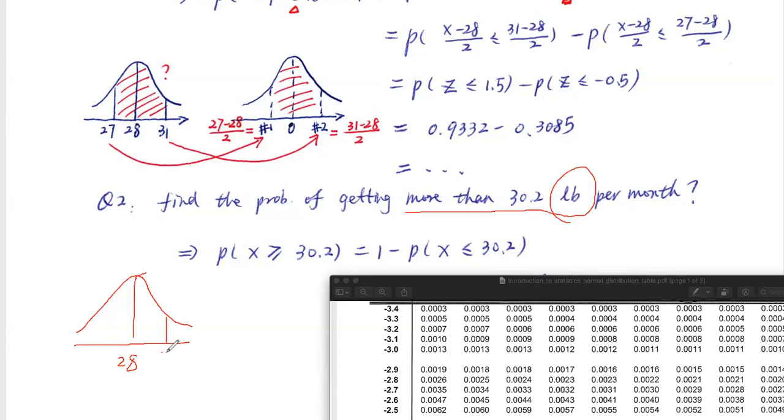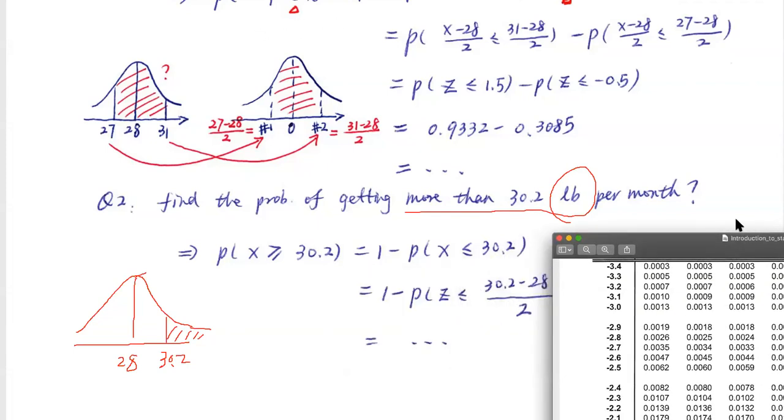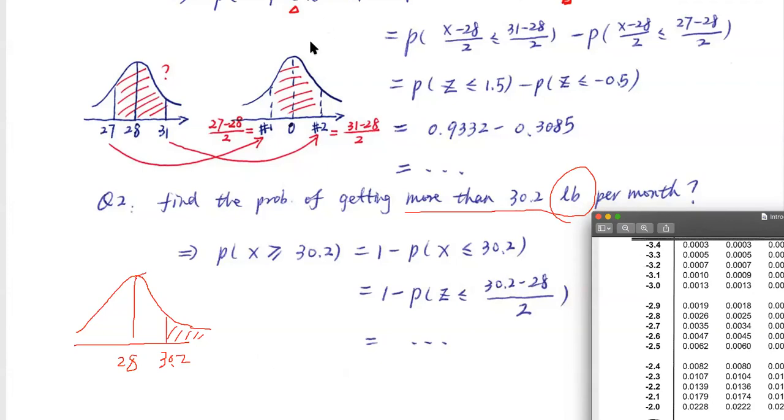Everybody, tell me, using human language, more than 30.2, is that to the left or to the right? It should be to the right, right? So to the right, that's the probability we are looking for. So what do we do, everybody? We are trying to do the conversion, is that right? Trying to find out the corresponding Z mapping we have when we have 0, right?